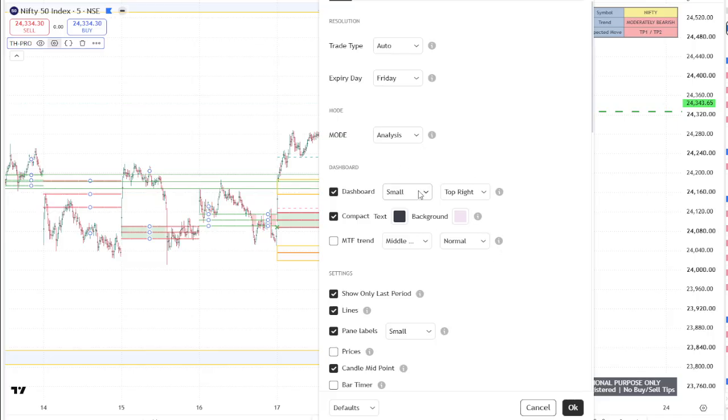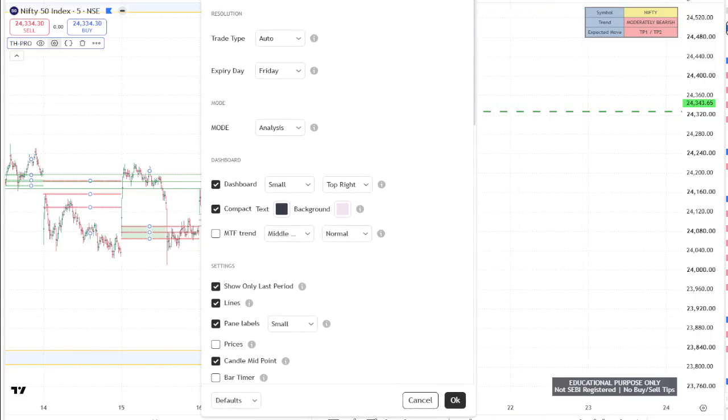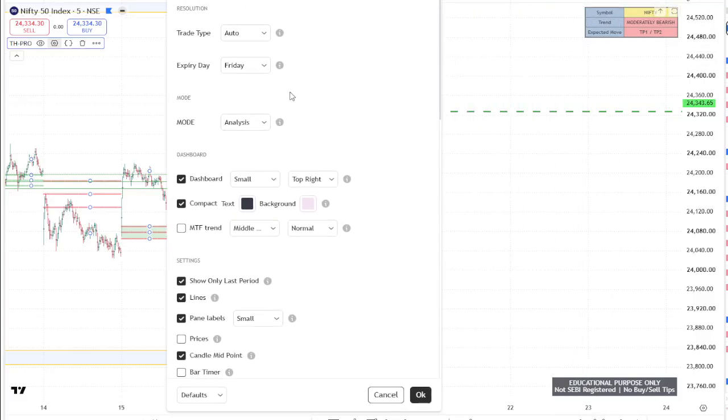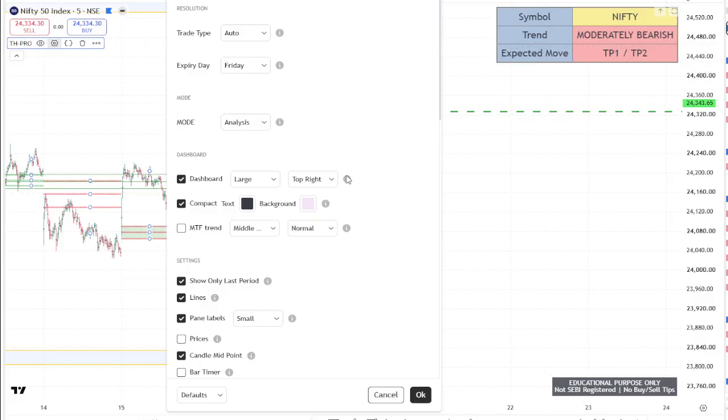As I said, now coming to the dashboard, by default when you add a dashboard it shows the symbol name. I'll just make the dashboard a little bit bigger so that you can see it properly. Once you change the size to large, it plots out much bigger, so based on your screen resolution you can change that.